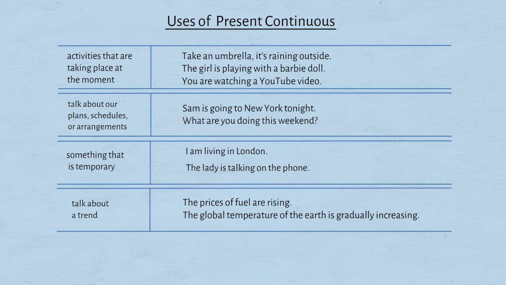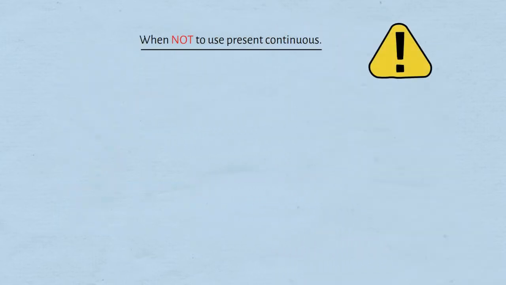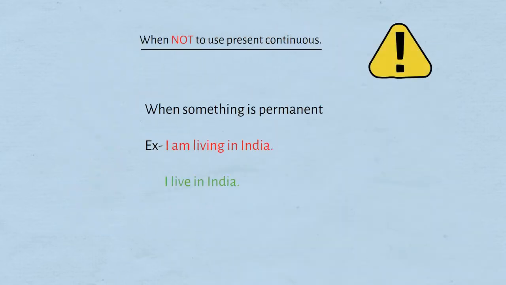Let's also see when not to use present continuous. For example, when I say I'm living in India, since I was born in India and have lived here all my life, I should say I live in India. When something is permanent, we do not use present continuous. Hence, I am living in India is incorrect. I should say I live in India.